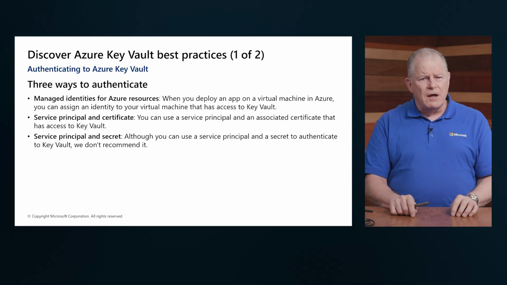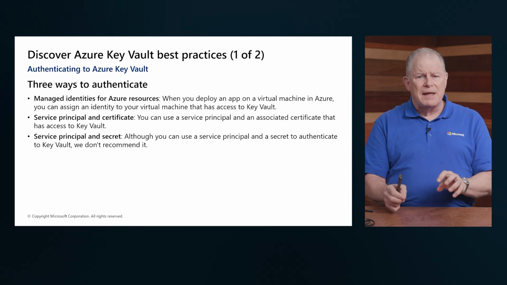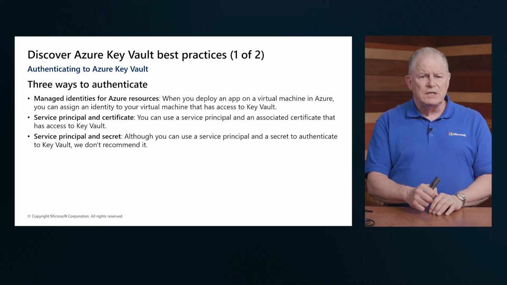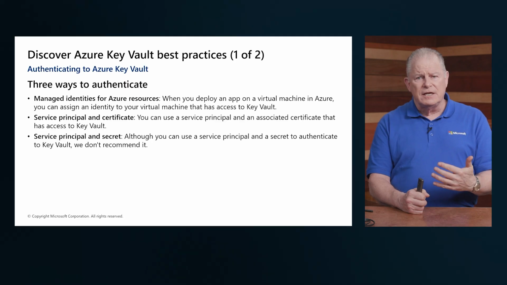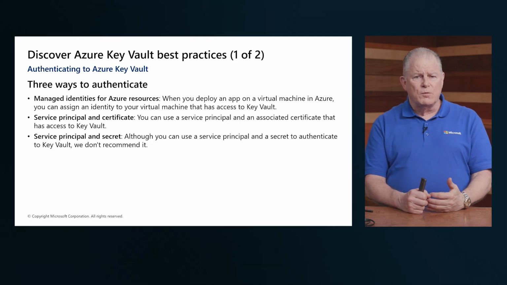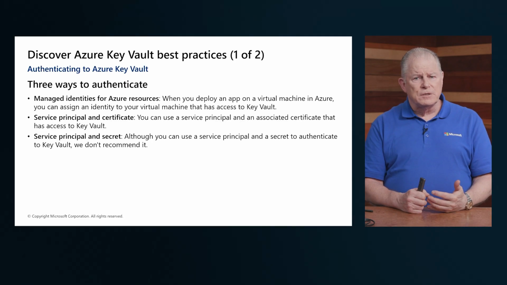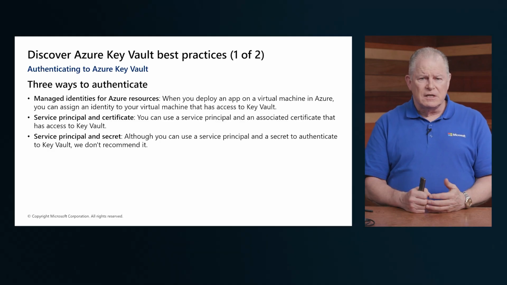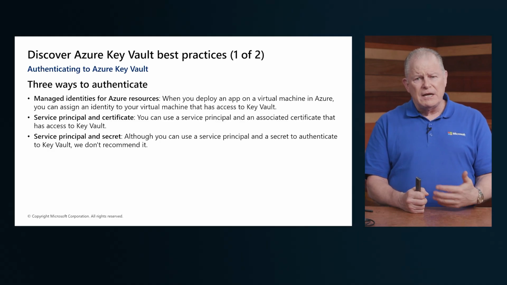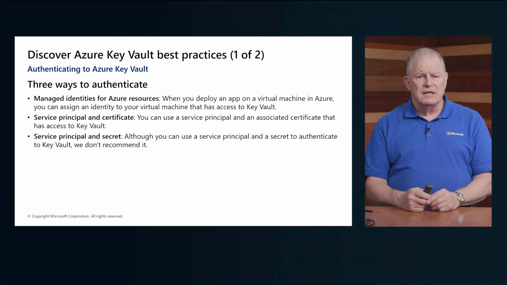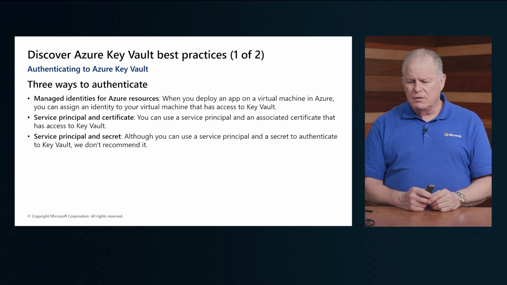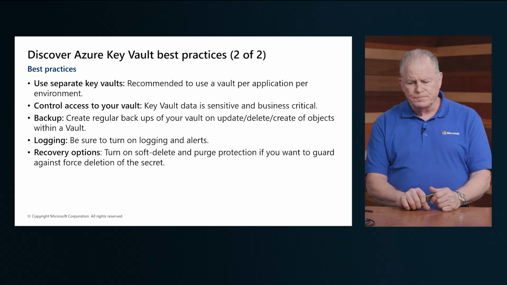Now you can use a service principal with a certificate. That's probably not the best way, because now you have to manage the certificate and associate it with the service principal. Certificates usually have a TTL, or time to live, that you need to actually be able to work with, as well as a security principal and a secret. Again, very similar. That secret has to be created, maintained, and managed. So our recommendation is to use the managed identity to gain access to the resources in the vault.